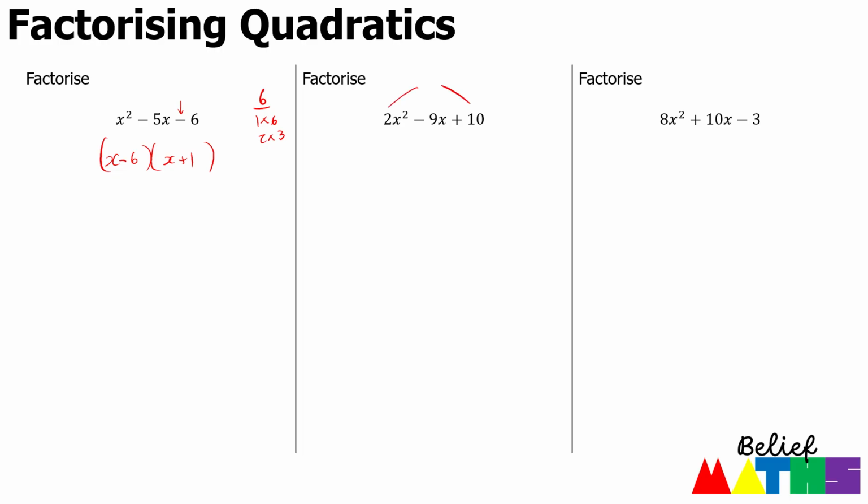So I'm going to multiply those two things by each other to make 20. And I'm looking at the factors of 20. 1 times 20, 2 times 10, 4 times 5. And I need them to add to make negative 9. So I'm going to use 4 and 5.